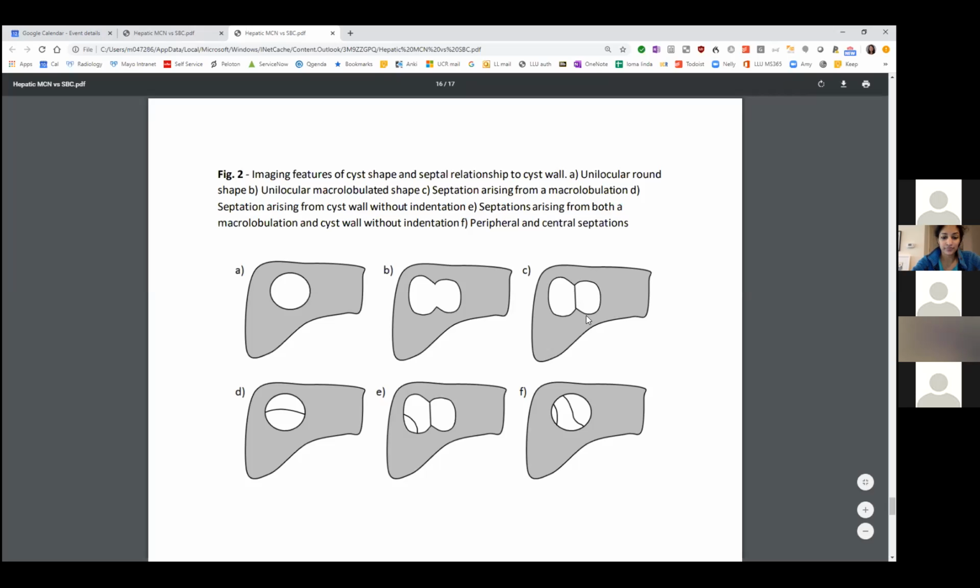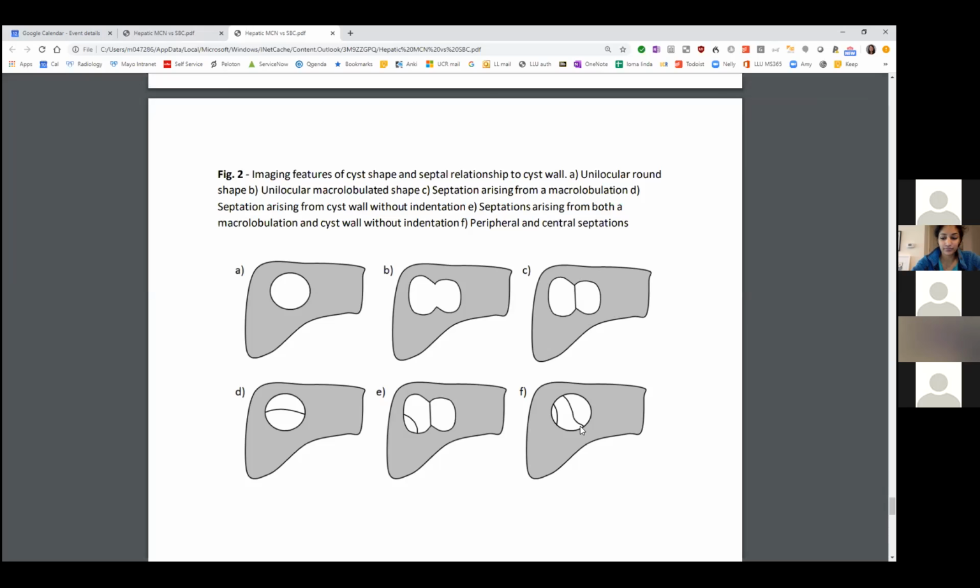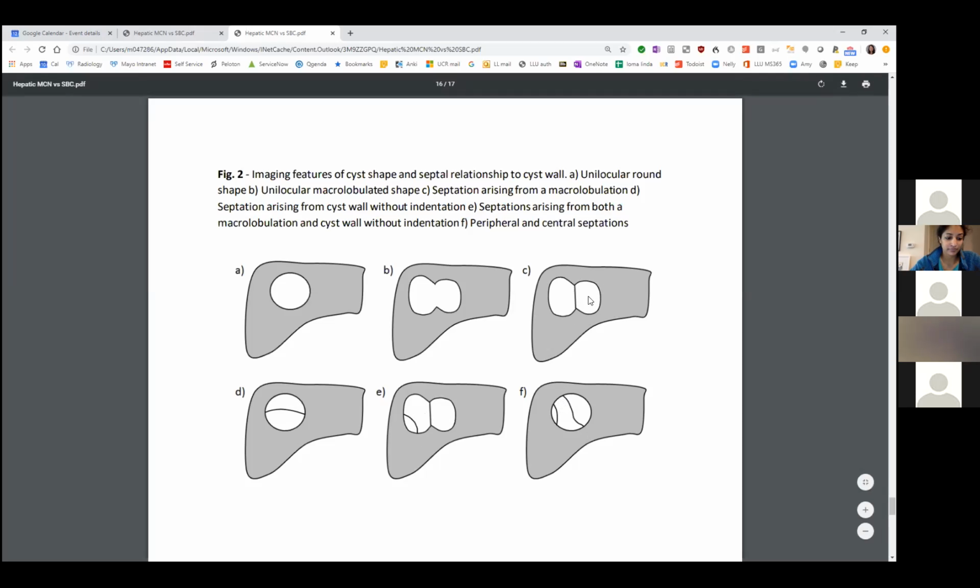In contrast, if the septations, and this corresponds to some of the cases that you presented, go to the margins, like they're within the cyst, then this is a mucinous cystic neoplasm. So this, for example, is a combination. This is probably 2 adjacent cysts with an MCN, and this is an MCN, whereas this is a cyst, and cyst.